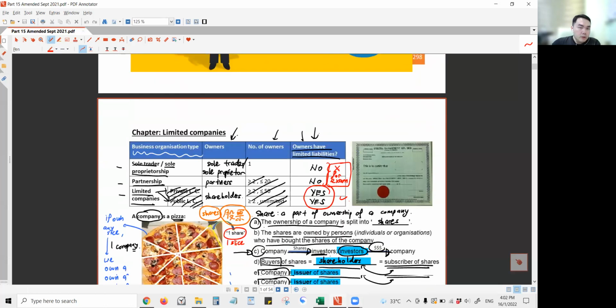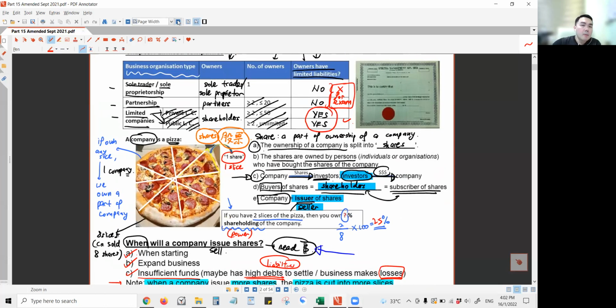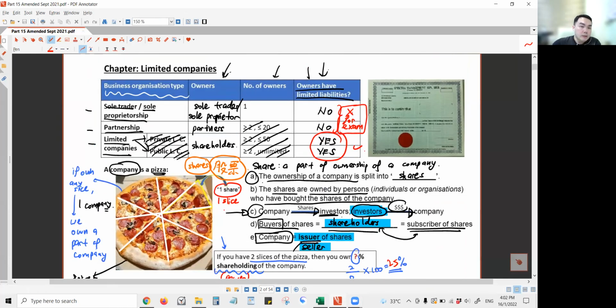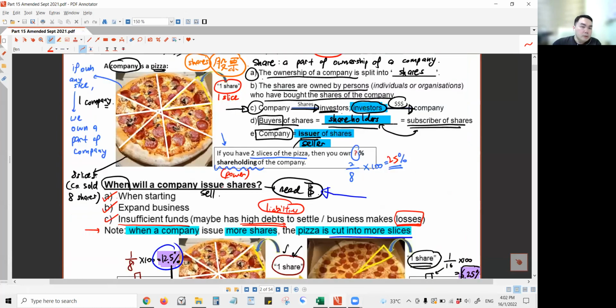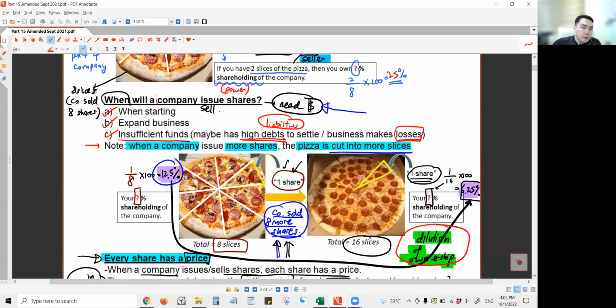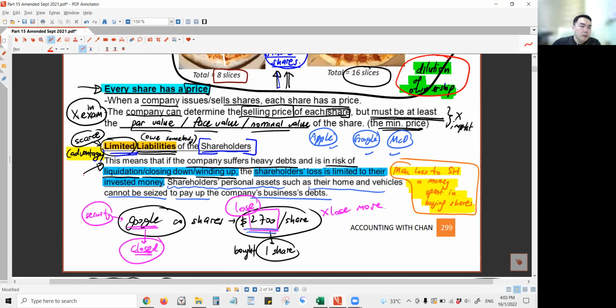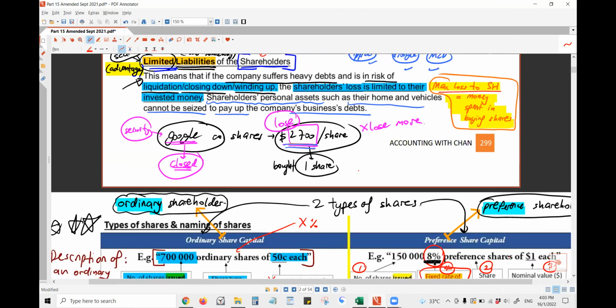Okay, recall what we learned last week. Last week, we were talking about companies, right? The concept of company, see it as a slice of pizza. Every slice is one share. And when will a company issue shares? When they need money, when they're starting expanding their business, then they have to raise money by selling shares. And every share has a price, and shareholders have this benefit, limited liability. Okay, meaning if they have spent 1,000 to buy the shares, then 1,000 would be the maximum loss, right?